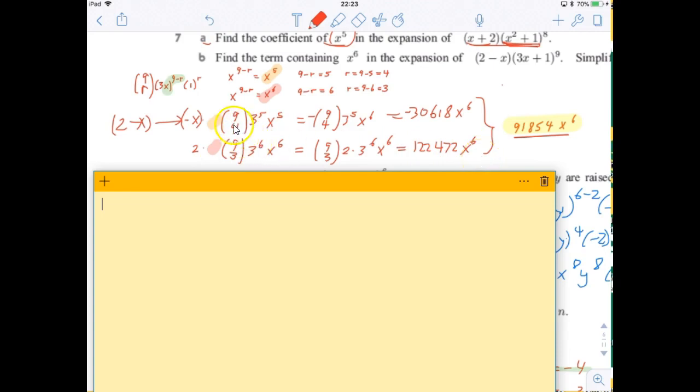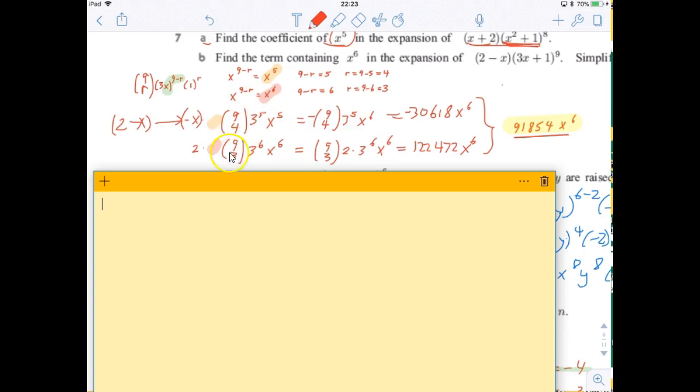So let's take the negative x, and we're going to multiply it times the general term with r equals 4 plugged in. So we have 9 chooses r, 9 chooses 4, right? 3 to the 9 minus r. 9 minus r would be 9 minus 4, so it would be 3 to the 5th. And then the x part of it would be x to the 9 minus r, or x to the 9 minus 4, x to the 5th, right? And the 1 would just kind of disappear.